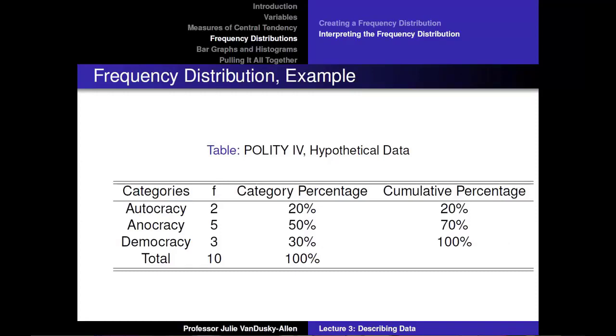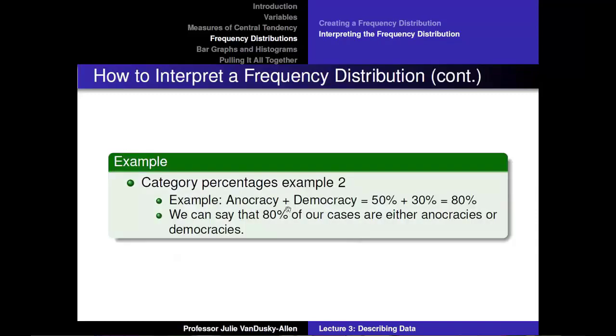You can also add the category percentages together to get the total percentage of observations in more than one category. So for example, you can add the anocracy and democracy category percentages together to see how many observations lie within the anocracy or democracy categories. To do this, you would add 50% and 30% together to get 80%. So 80% of our observations in our variable are either anocracies or democracies.